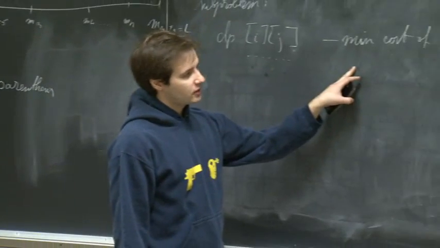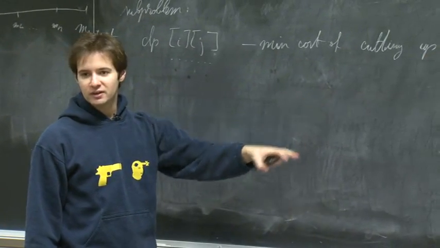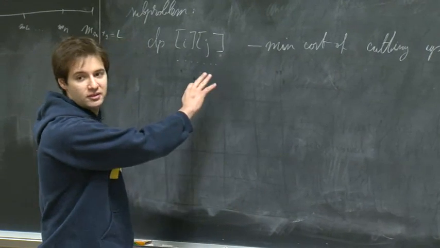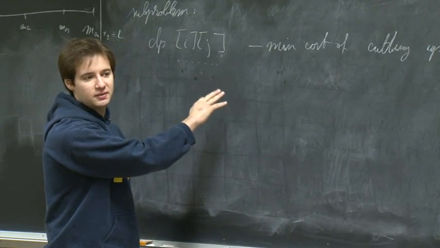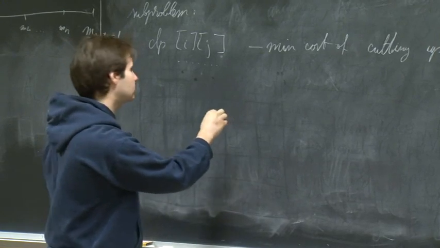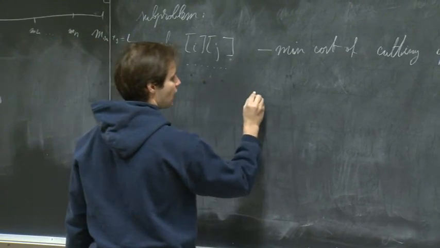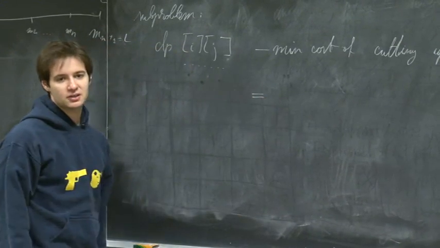So min cost of cutting up the board from marking I to marking J. I like this. Have this on your exam if possible, because this will make our life easier, and it's going to make your life easier when you get to the next step, which is how do we compute dp of ij?